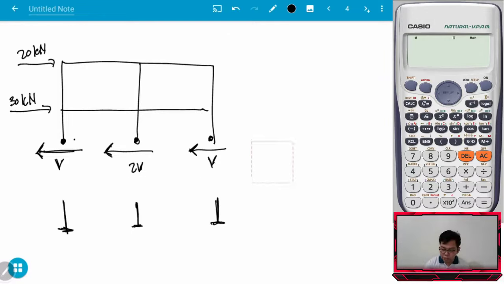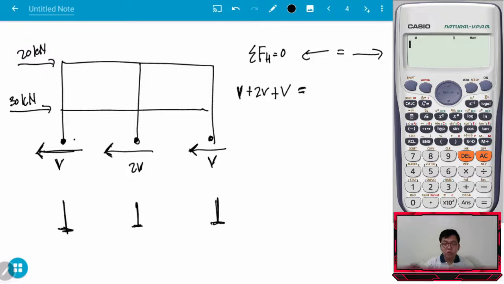Paano? Summation of forces, horizontal. Summation of forces, horizontal is equal to 0. To the right, to the left equals to the right. Ano yung mga to the left? Diba? V plus 2V. Diba? And then plus V. Isa, dalawa, diba? Apat na V. And then that must be equal to the forces to the right. Ano yung forces to the right? We have 20 plus 30.